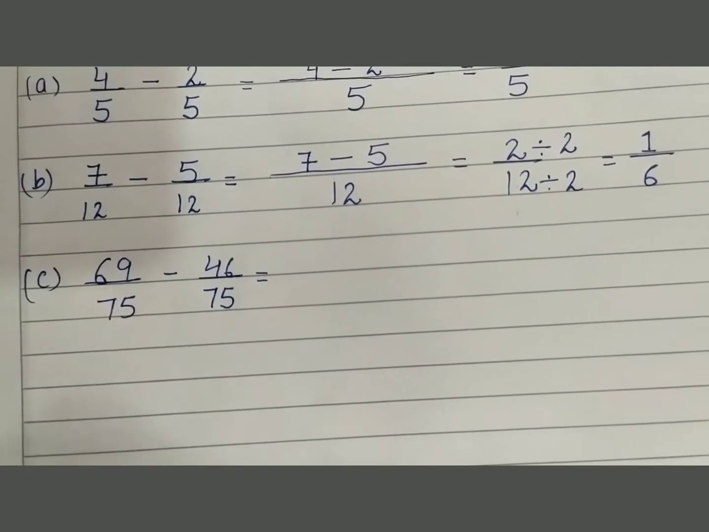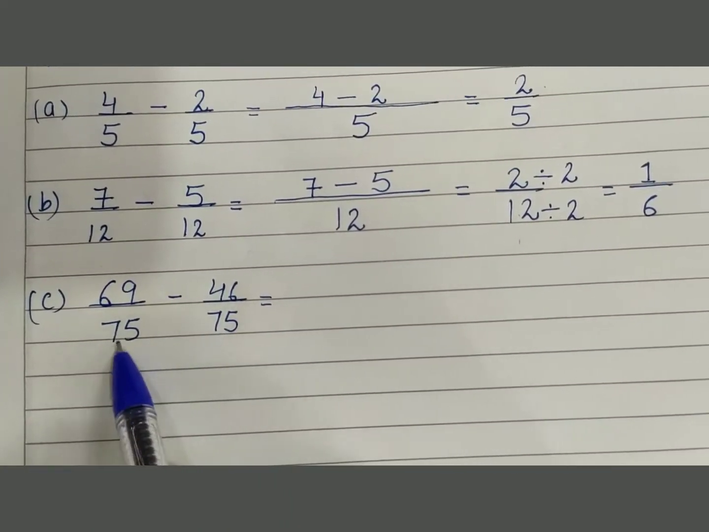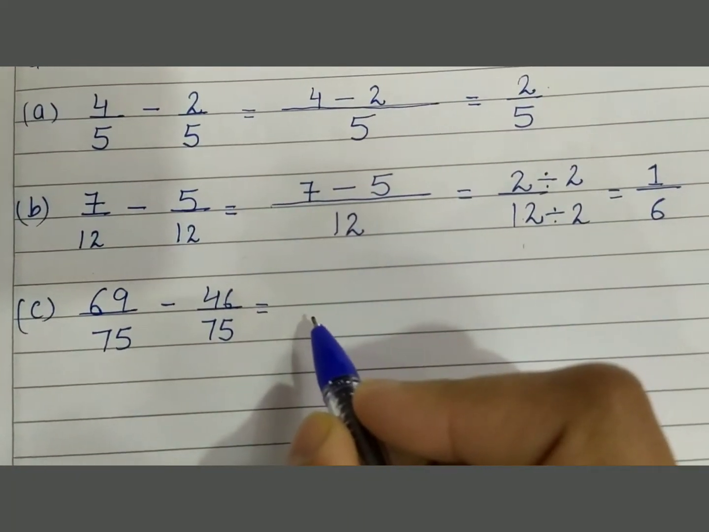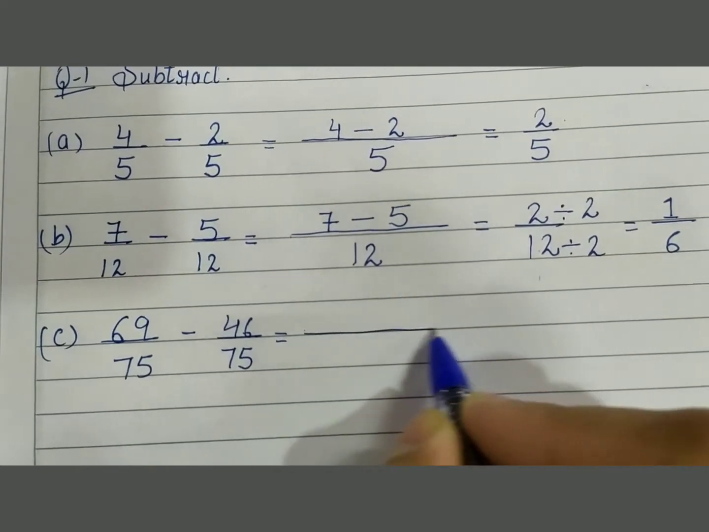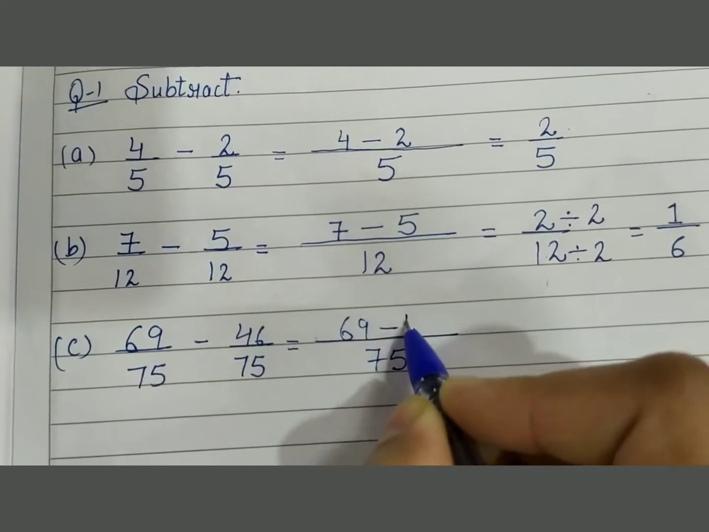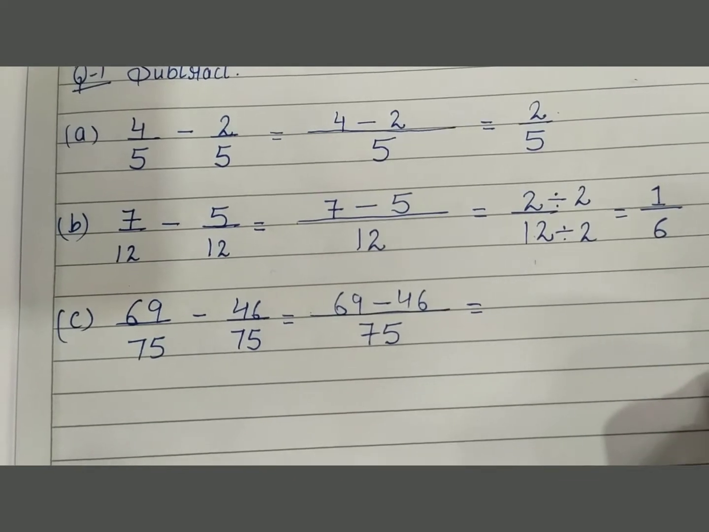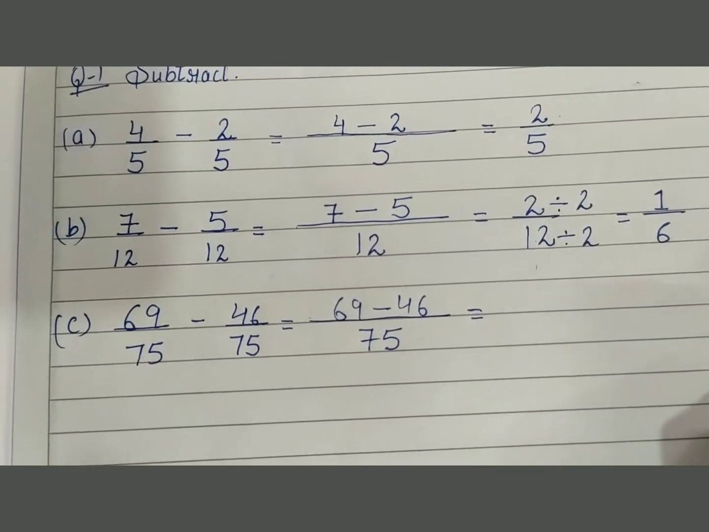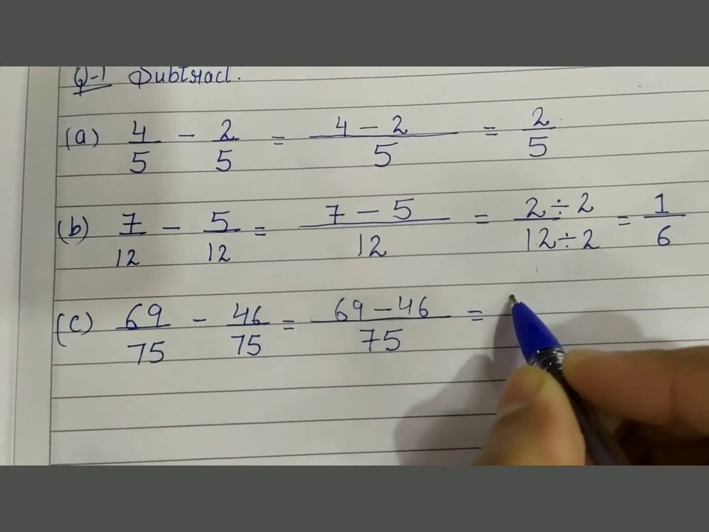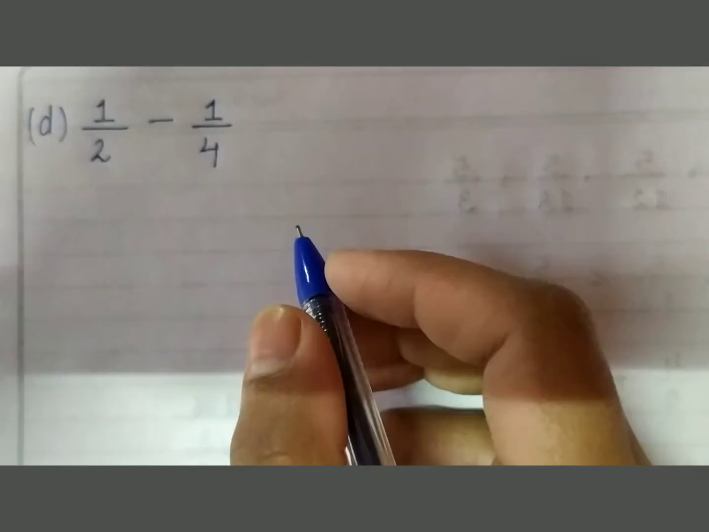Next is 69 upon 75 minus 46 upon 75. Children, 75 is common. Write 75 in the denominator. In the numerator, 69 minus 46. Write 69, subtract 46. 9 minus 6, 3. 6 minus 4, 2. Write 23 upon 75. This is the answer.